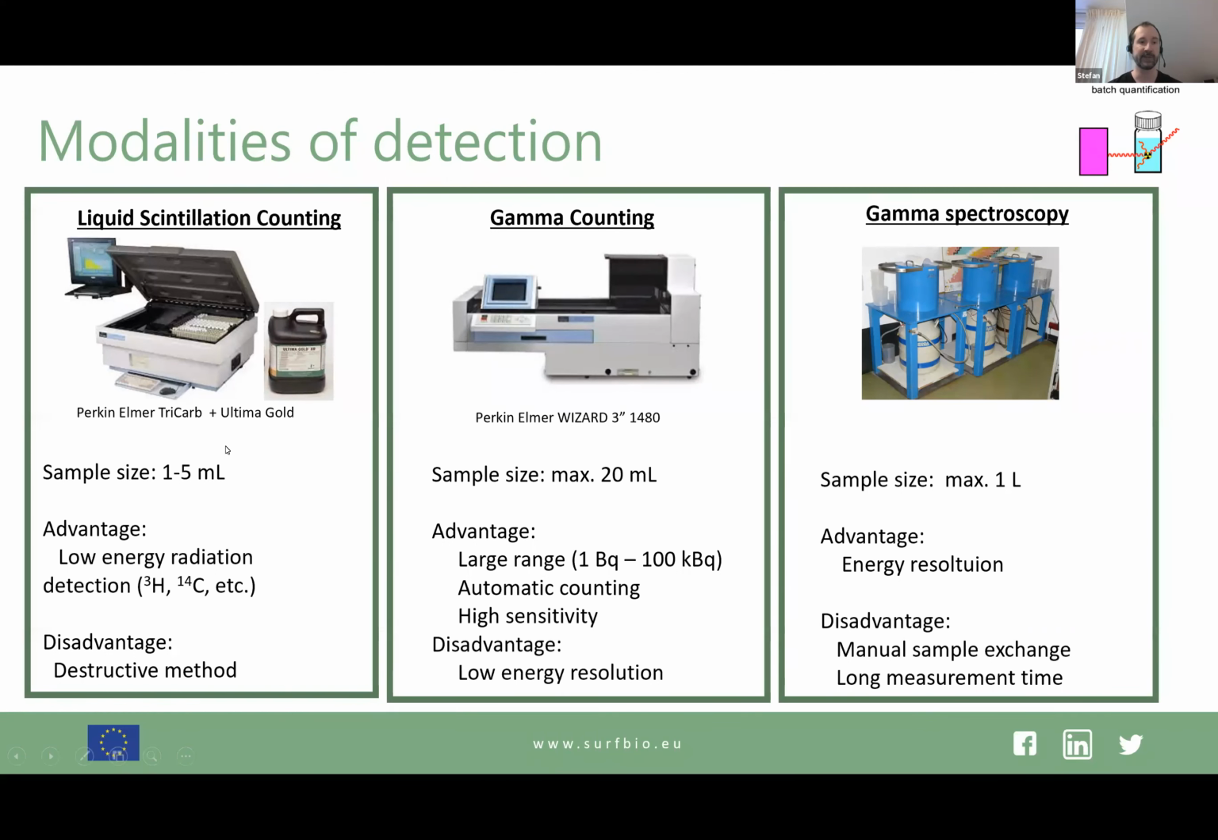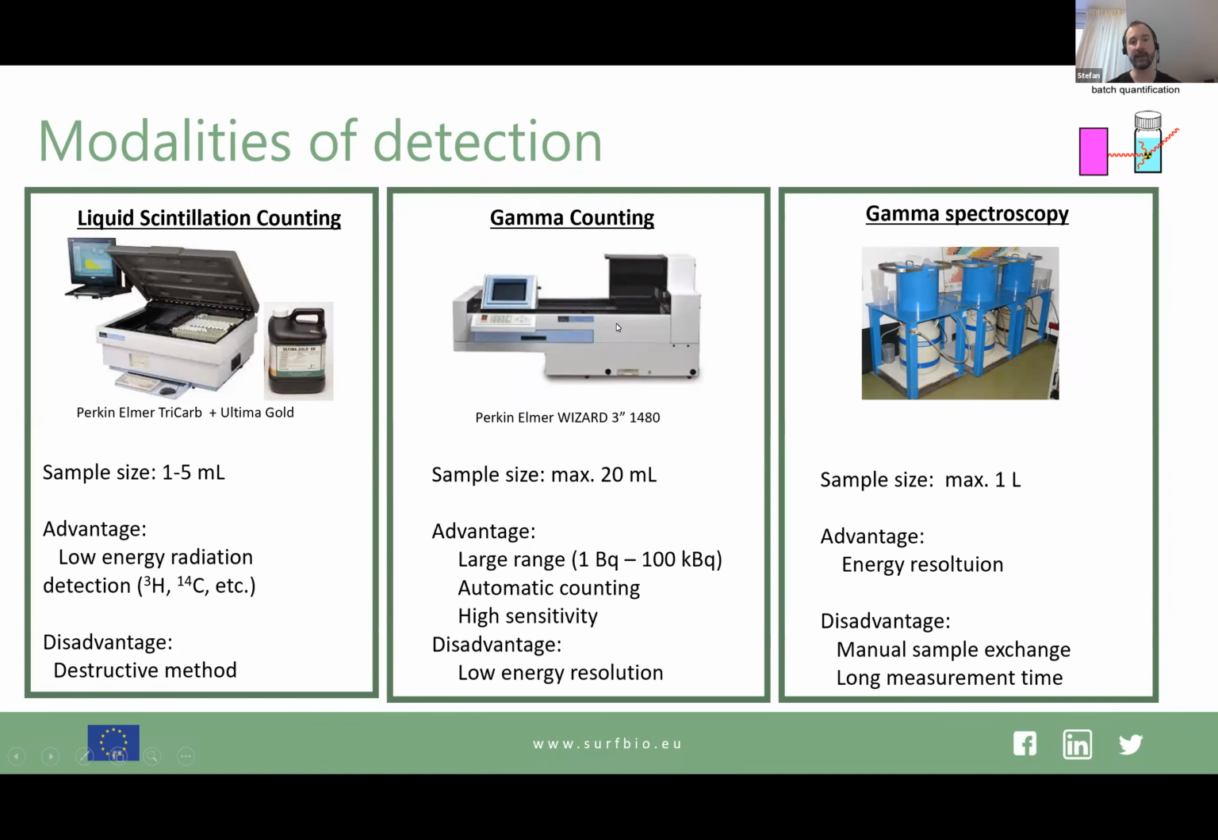Of course, the sample size is about 1 to 5 milliliters. The advantage of using this is that you can very easily detect low energy radiation, for example from tritium or carbon-14, which are relatively often used for labeling organics. The disadvantage, of course, is that it is basically a destructive method, because in the end you have your sample mixed with the scintillation cocktail.